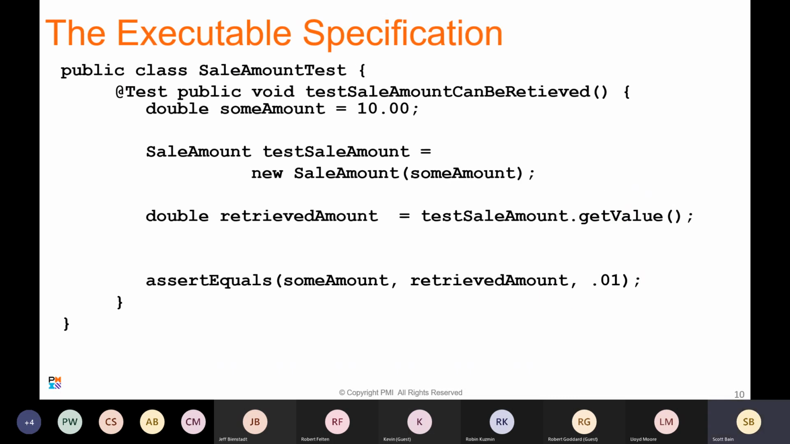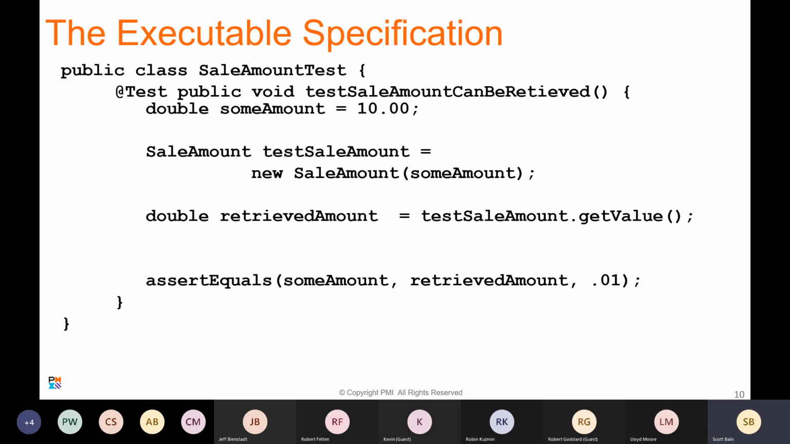This is a unit test written in a unit testing framework. I picked JUnit in this case, but that's arbitrary. This is the given, that a sale amount exists with a known value. This is the when, retrieving that amount using, in this case, a get method. This is the then, asserting the accuracy of the amount, including cents.